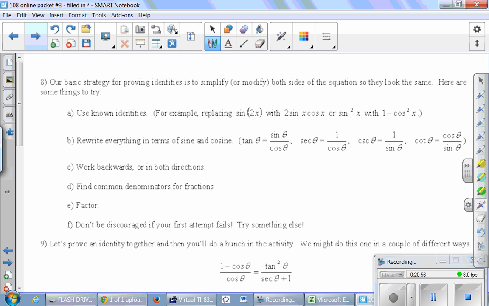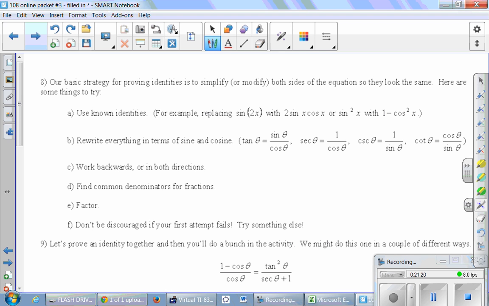Next page. Our basic strategy for proving identities is to simplify or modify both sides of the equation so that they look the same. Here are some things to try. A, use known identities. For example, replacing sine of 2x with 2 sine x cosine x, or sine squared x with 1 minus cosine squared x. So we've seen both of those equations today, although we had them with thetas instead of x's.